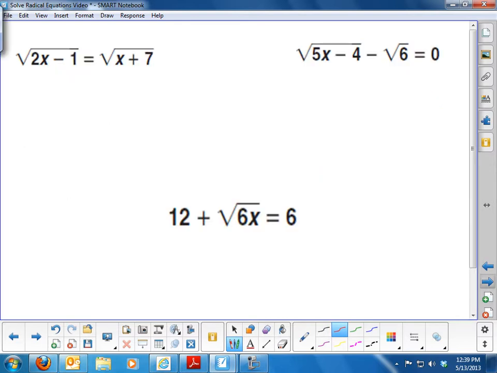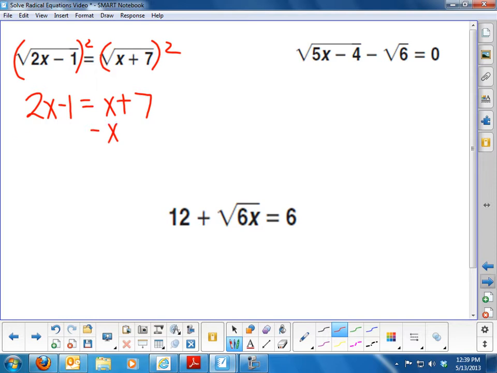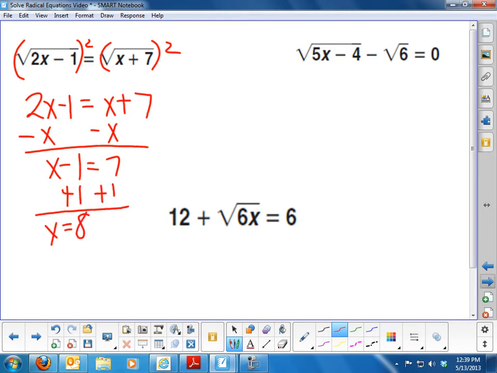All right, we have 3 left. Here I have the square root equals a square root. So how do I get rid of the square root? Square. I'm going to square both sides. Square the left, square the right. When I do that, I'm left with 2x minus 1 equals x plus 7. Now you're just solving this for x. You're needing to get the variables onto one side. Okay, so when I work this all out, I'm going to get x equals 8.